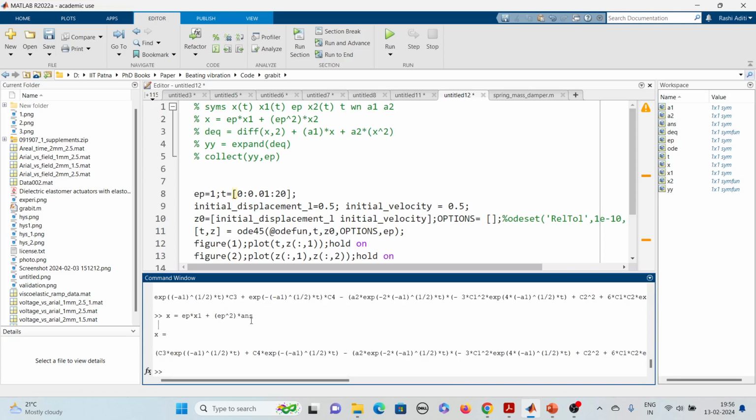So this is how you can solve symbolic functions in MATLAB in order to solve nonlinear differential equations and get their approximate solution. Okay, so that is it for today. If you have any doubts, you can ask me.